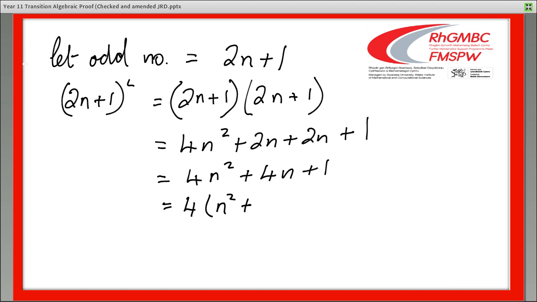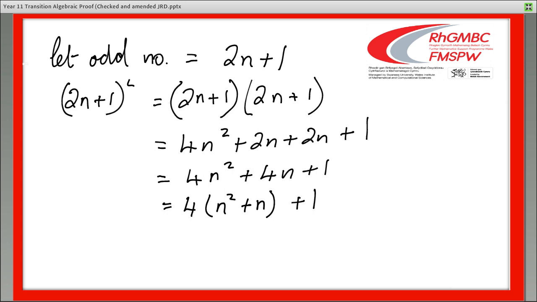From the first two terms, I'm going to take out a common factor of 4. I am not taking out a common factor of n as well. And then plus 1.